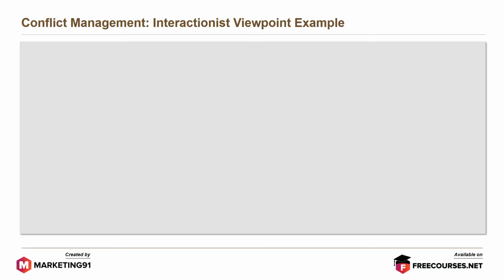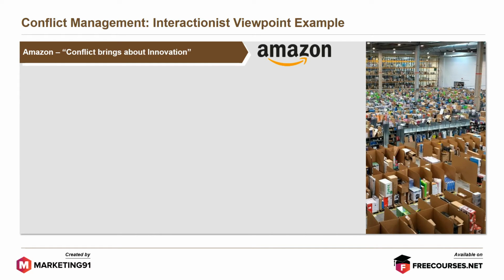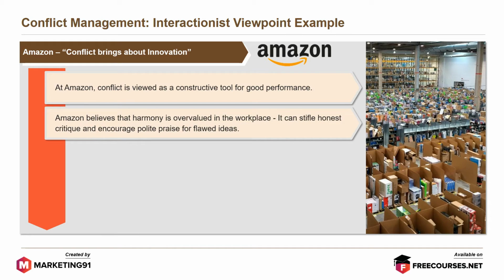Let's understand the interactionist viewpoint with the example of Amazon, which believes that conflict brings out innovation. At Amazon, conflict is viewed as a constructive tool for good performance. Amazon believes that harmony is overvalued in the workplace. It can stifle honest critique and encourage polite praise for flawed ideas.